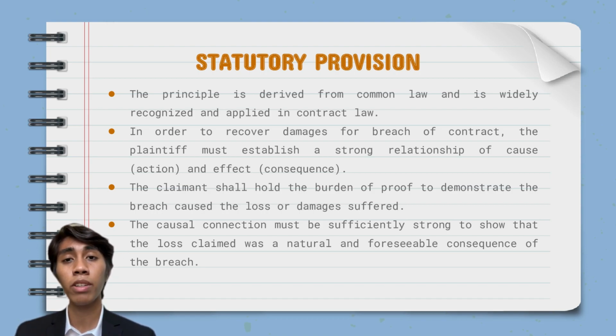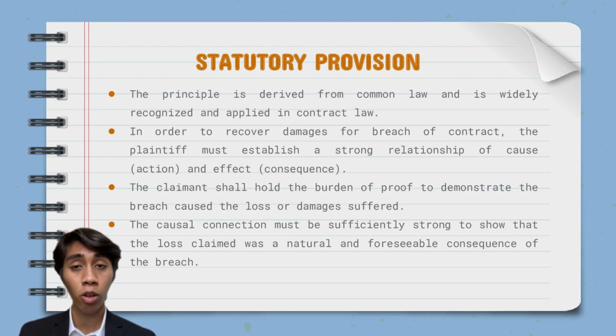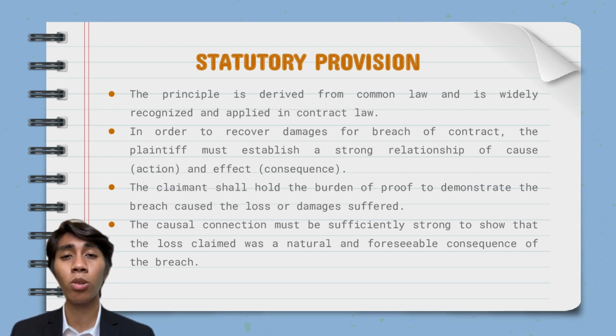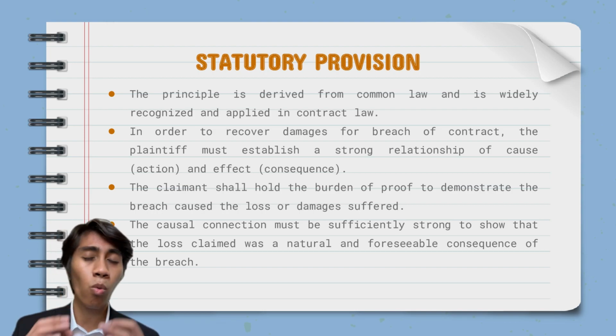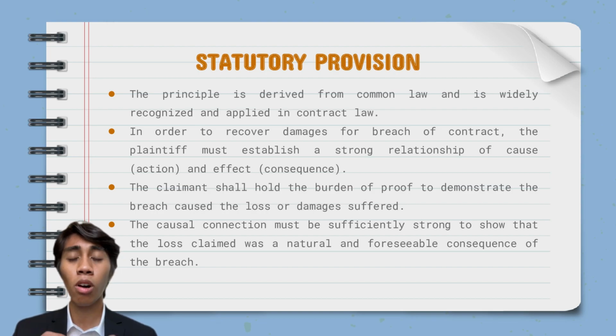In order to recover damages for breach of contract, the plaintiff must establish a strong relationship of cause and effect. The claimant shall hold the burden of proof to demonstrate the breach caused the loss or damages suffered. The causal connection must be sufficiently strong to show that the loss claimed was a natural and foreseeable consequence of the breach.